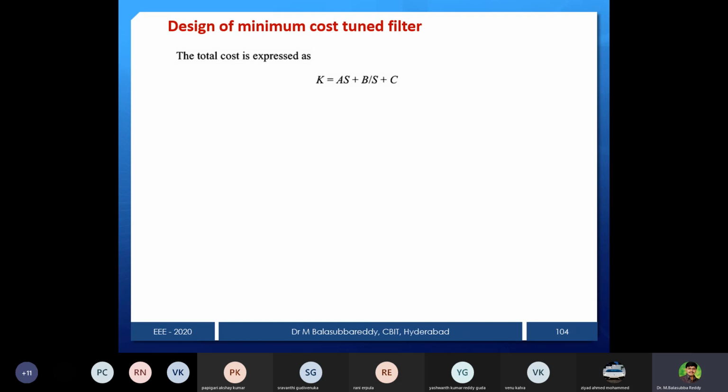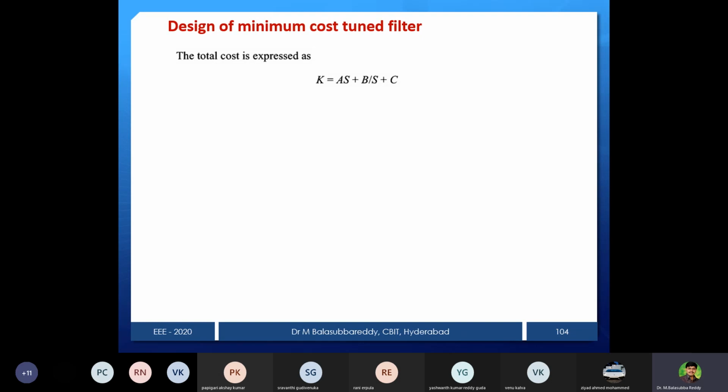So what is the K cost, the total cost I am considering? That is equal to AS plus B by S plus C. That means the AS component is a capacitive cost, the B by S component is an inductive cost, and C is a resistive cost, or you can say constant parameters.